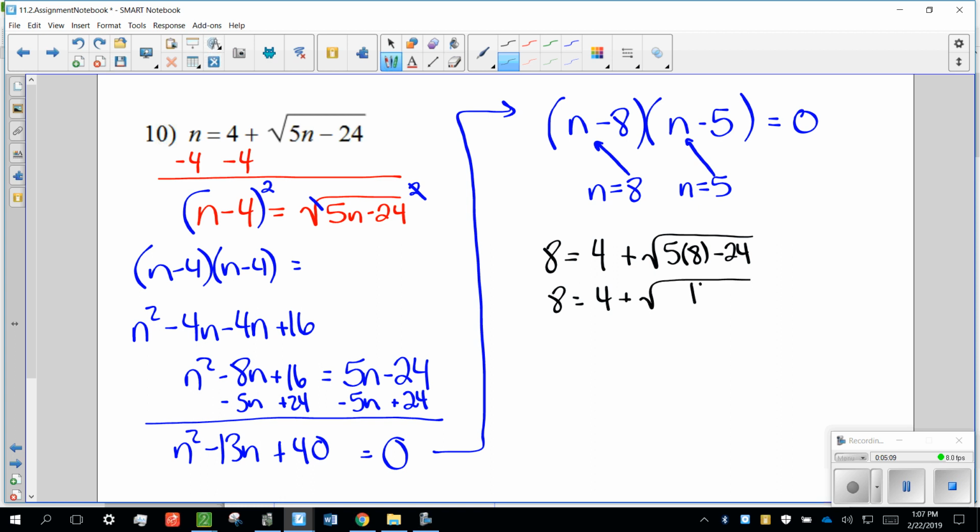So that'd be 40 minus 24 is 16. So does 8 equal 4 plus 4? Sure does. So 8 is one of my solutions. And then let's try 5.